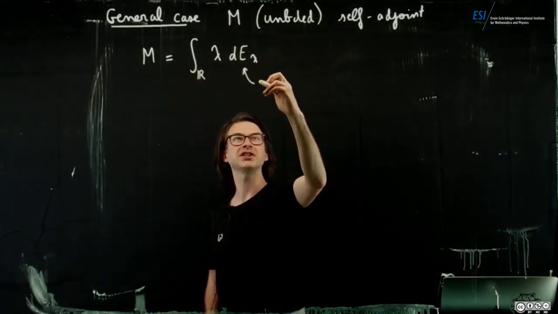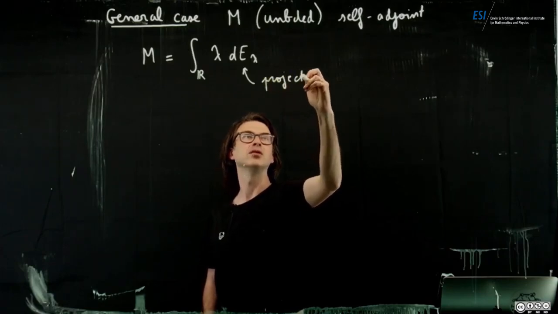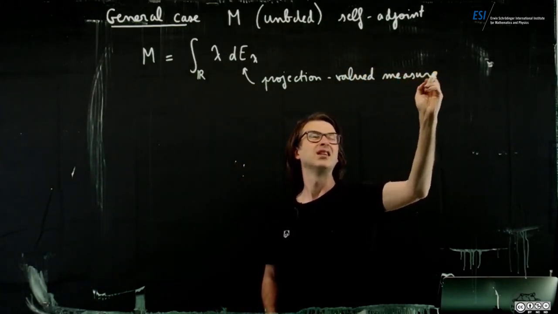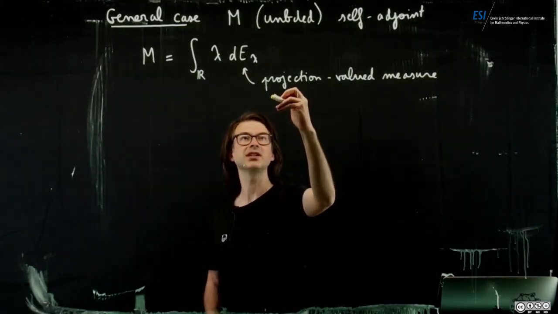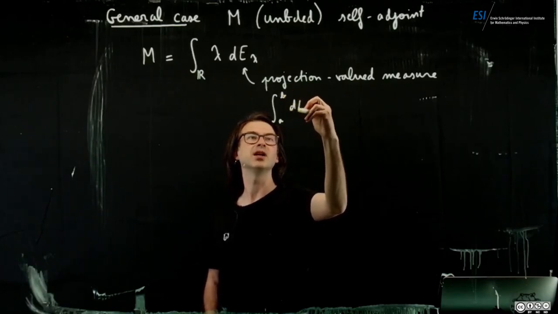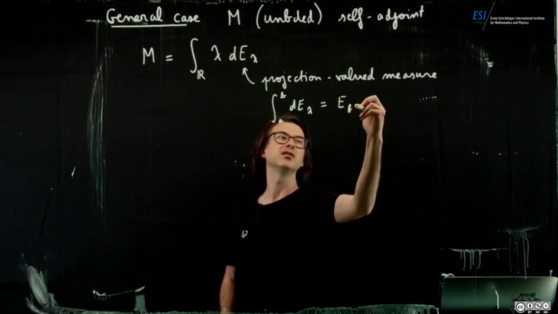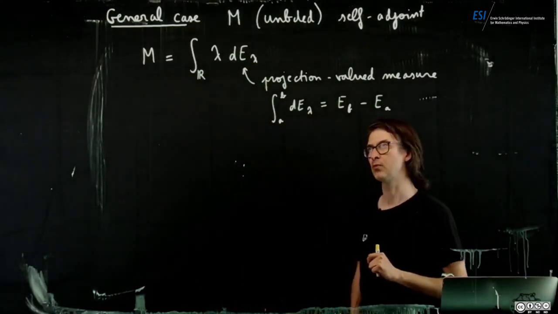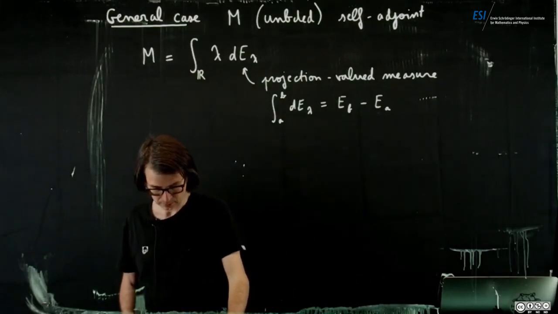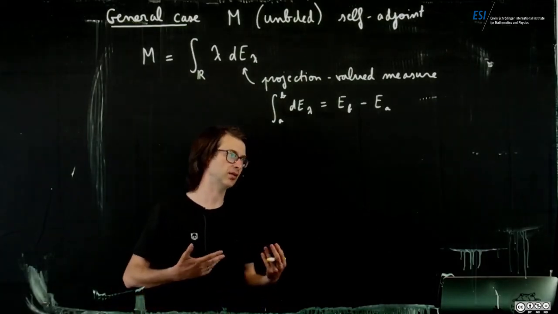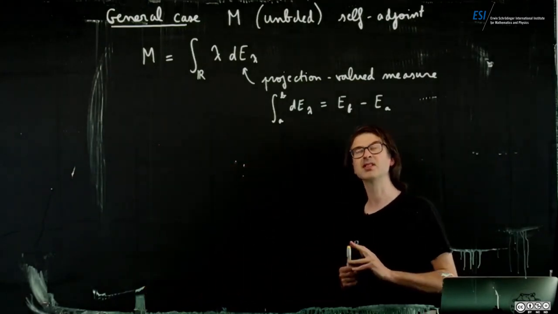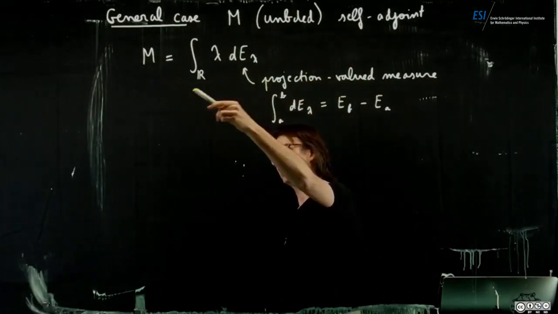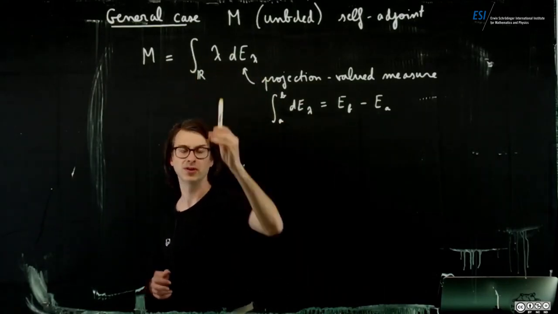And this is a projection valued measure. In other words, the integral between A and B of dE lambda is E_B minus E_A, where these things are projections. Of course, there is much that I'm leaving under the carpet: what is an unbounded operator, what is a self-adjoint operator, and how to make proper sense of this rather formal equality.